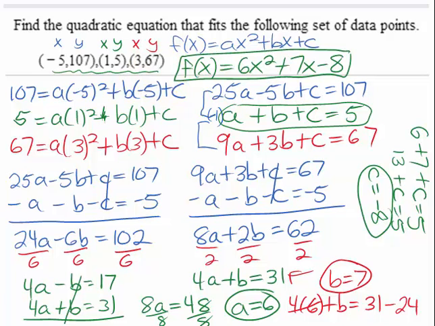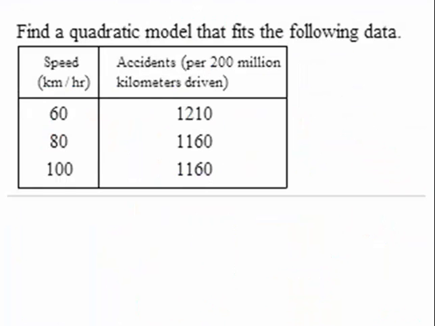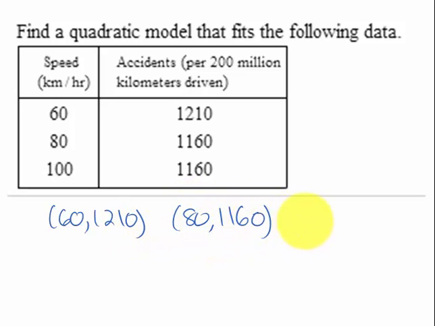Now this one is like number 10, and if you look at number 11, it looks like this, so it looks like a different problem, but it's really the same problem. They just don't give you these as ordered pairs, they give them to you in a table. But your first ordered pair is 60 and 1210. Your second ordered pair is 80 and 1160, and your third ordered pair is 100 and 1160. And then from there, it's the very same process I just did in the last example.